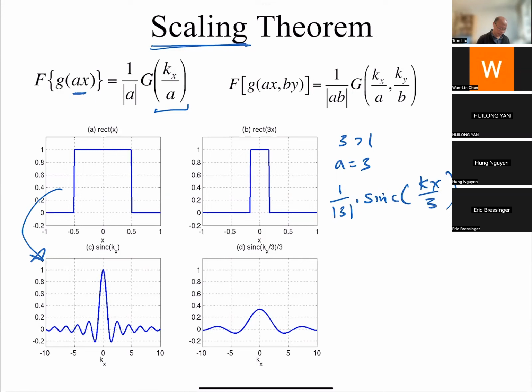That's shown here. You can notice that sinc of kx over 3, since we're dividing by 3, is going to be much broader than sinc of kx. Also, I'm dividing the overall amplitude by 3, so the amplitude is also lower.